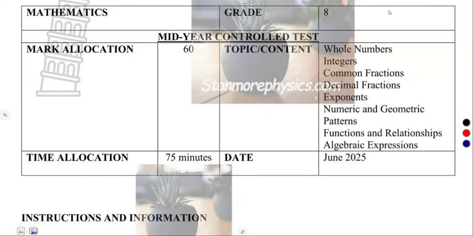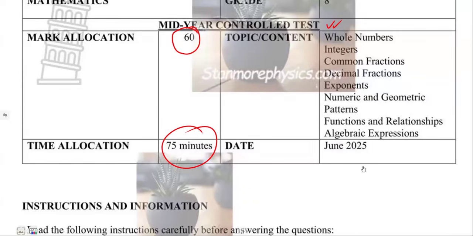We are still on our revisions and this is for our June examination. So I'm going to consider a typical mid-year controlled test which was written in June 2025. We were given the mark allocation, 60 marks, and the time allocation was 75 minutes.